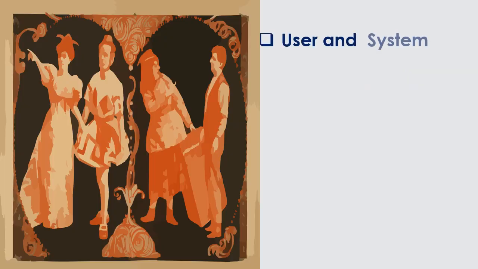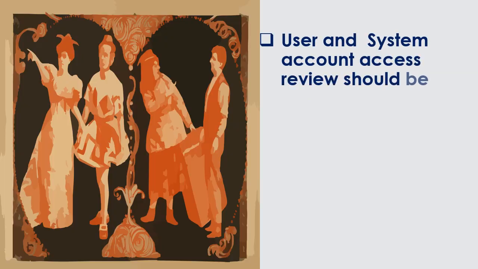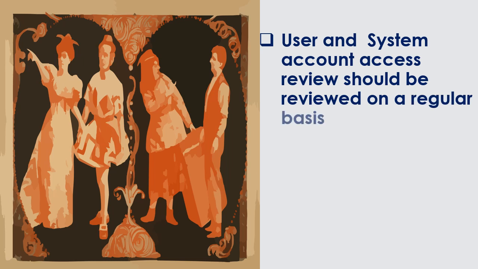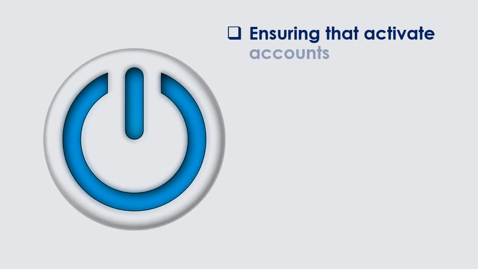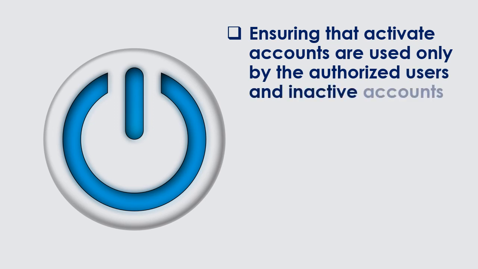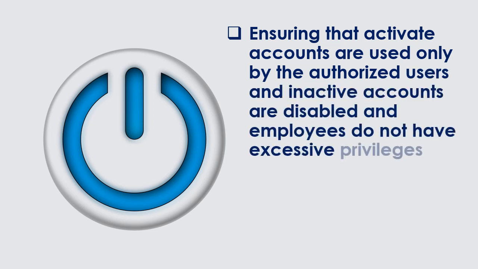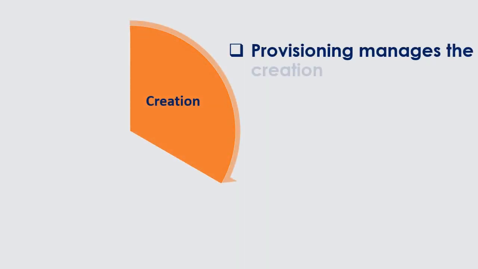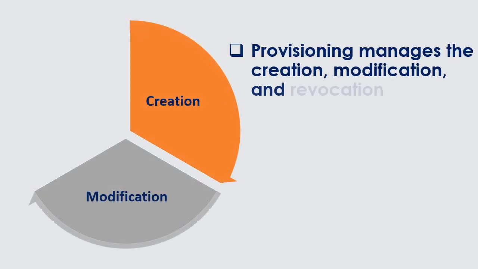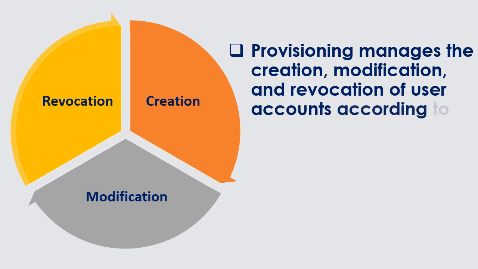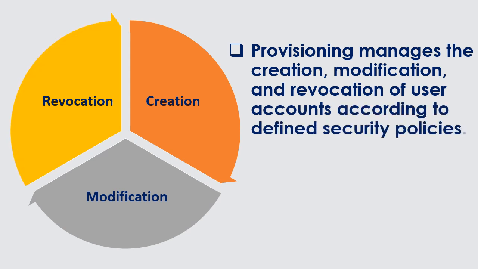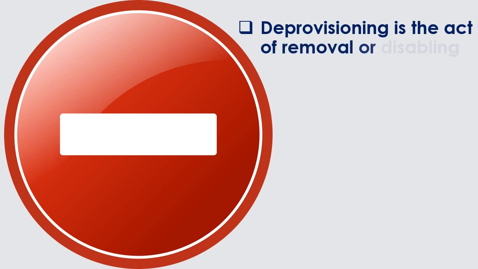User and system account access should be reviewed on a regular basis, ensuring that active accounts are used only by the authorized users, inactive accounts are disabled, and employees do not have excessive privileges. Provisioning manages the creation, modification, and revocation of user accounts according to defined security policies. Deprovisioning is the act of removing or disabling the user account.